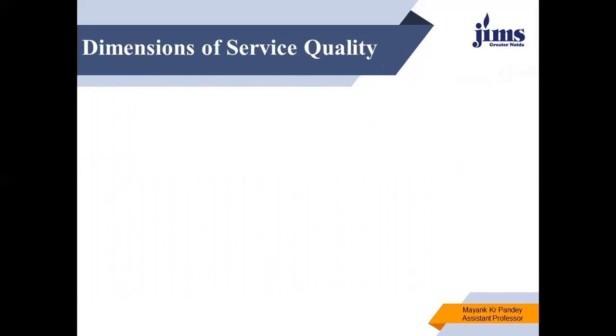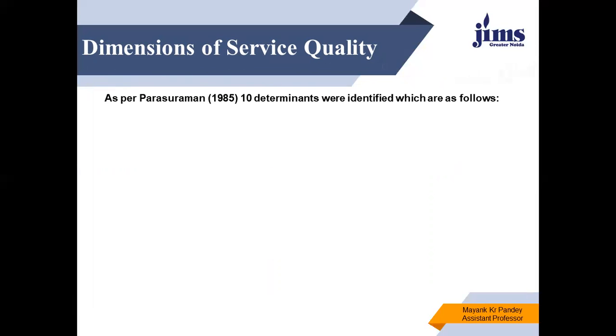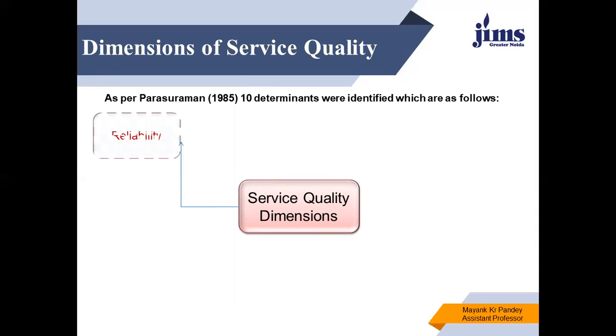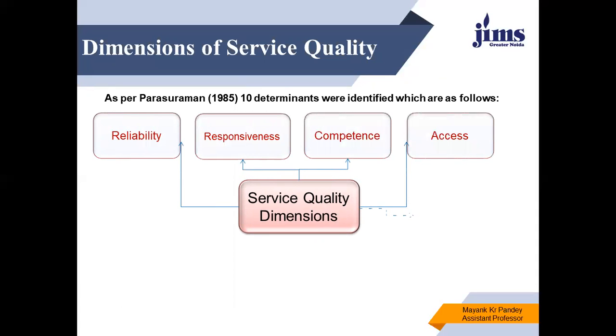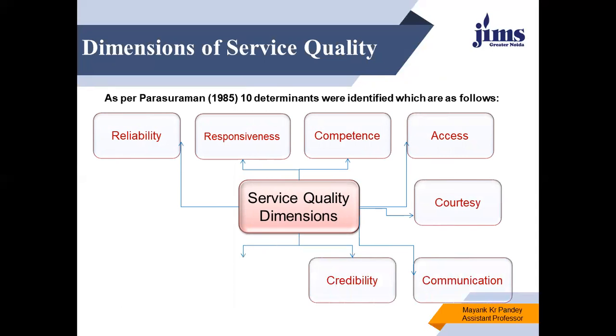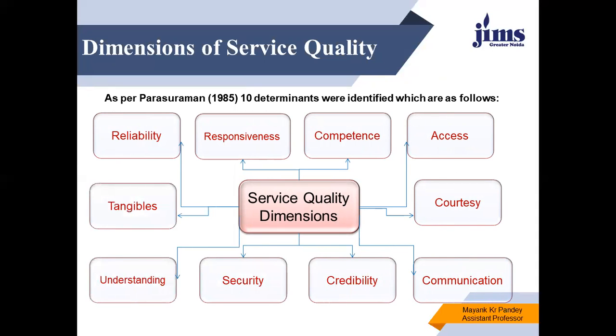Now come to the dimensions of service quality. This is very important from an examination point of view, and from the understanding of services as well. What are the various dimensions? What are the various pillars on which service quality stands? As per Parasuraman, 10 determinants were identified, which are as follows: reliability is the first one, then responsiveness, then competence, then access, then courtesy, then communication, then credibility, then security, then understanding, and finally tangibles. So these are the various dimensions initially identified by Parasuraman in 1985.